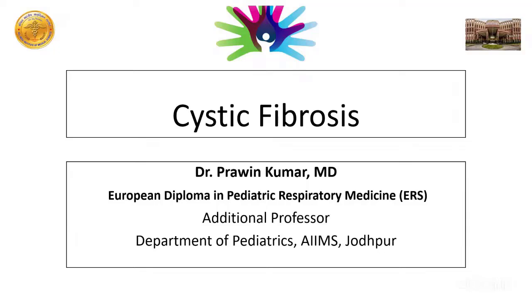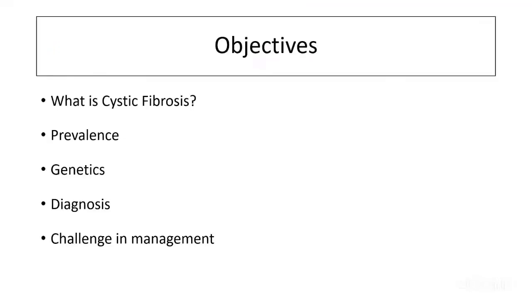So I'm going to give a brief overview of cystic fibrosis, which is one of the common genetic disorders, one of the rare diseases, which is quite common in this area, but somehow it has not been picked up or maybe is missing somehow. I will talk briefly about what cystic fibrosis is, what its prevalence is in Rajasthan as well as in India, what the genetics is, and how we can make a diagnosis. And lastly, I will talk about the challenges in the management of cystic fibrosis.